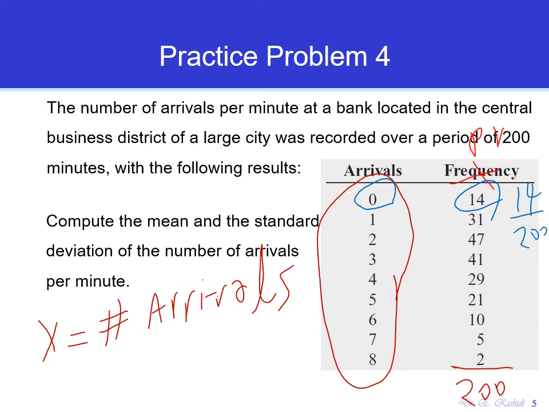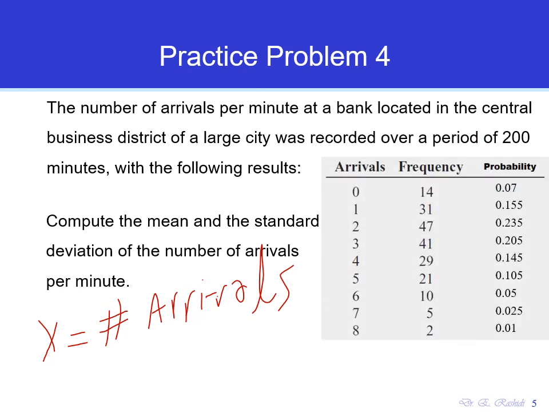Or for example, what is the probability of getting 7 arrivals, knowing that its frequency was 5? That's easy, 5 divided by 200. That's going to be its probability. Right. So let's first build that table and then move on with the solution.